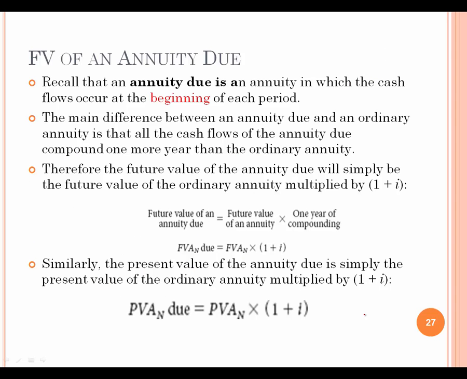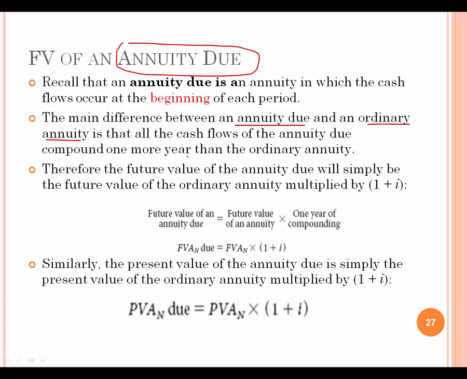Now let's think about annuity due. We talked about future value and present value of ordinary annuities. What about annuity due? Recall that annuity due is an annuity where the first payment occurs at the beginning of the first year, and the second payment, of course, at the beginning of the second year. So each payment occurs at the beginning of each period. The main difference between the annuity due and the ordinary annuity is that all the cash flows of the annuity due get to compound 1 more year than the ordinary annuity.